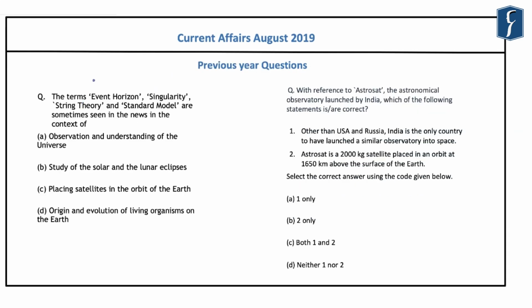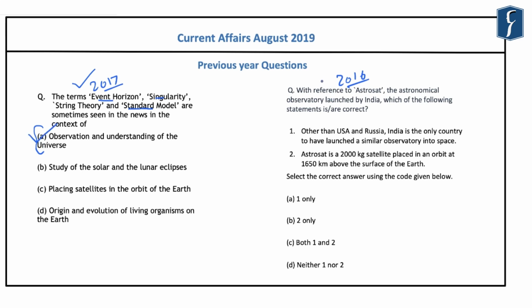Again, if you look at this question, it was asked in the year 2017 and it was related to event horizon, singularity and standard model. And again in the year 2016, a question was asked related to India's initiative related to space, which was known as the AstroSat. So regarding this question that was asked in 2017, these terms, the event horizon, singularity, string theory, and standard model, are always seen in the news in the context of the observations and the understanding of the universe, and hence the correct answer is A.